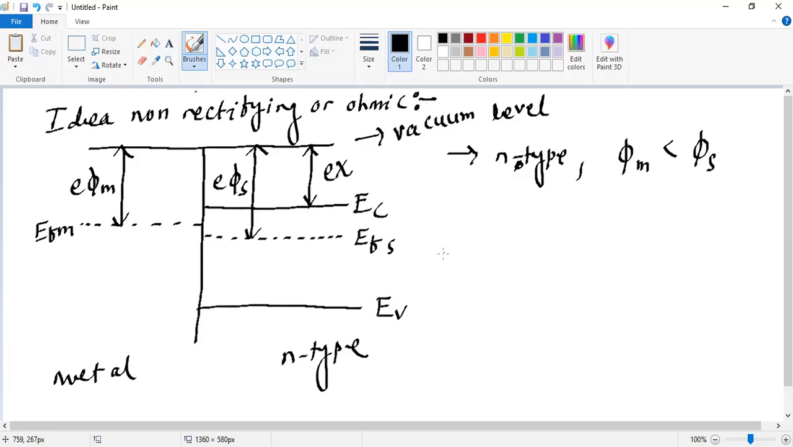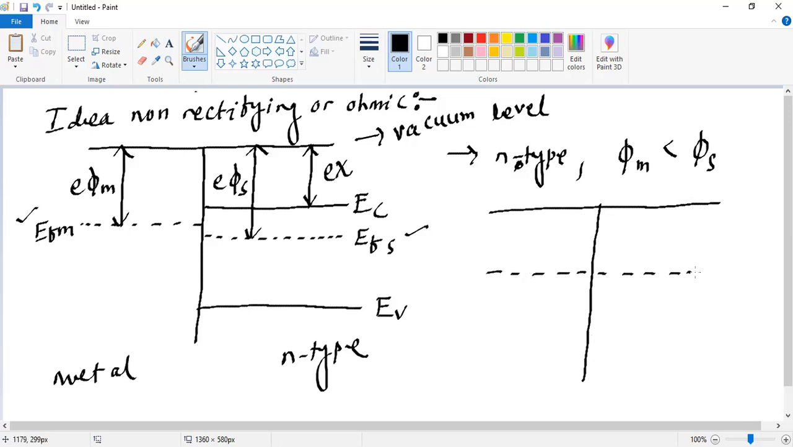Ideal, non-rectifying. Now here, as you can see, the first thing is to achieve thermal equilibrium in this junction. So to achieve thermal equilibrium in this junction, what will happen? The EFM and EFS on both sides have to be constant throughout. So let us redraw this for the vacuum level, the interface junction here. Then EFM and EFS should be constant in thermal equilibrium.